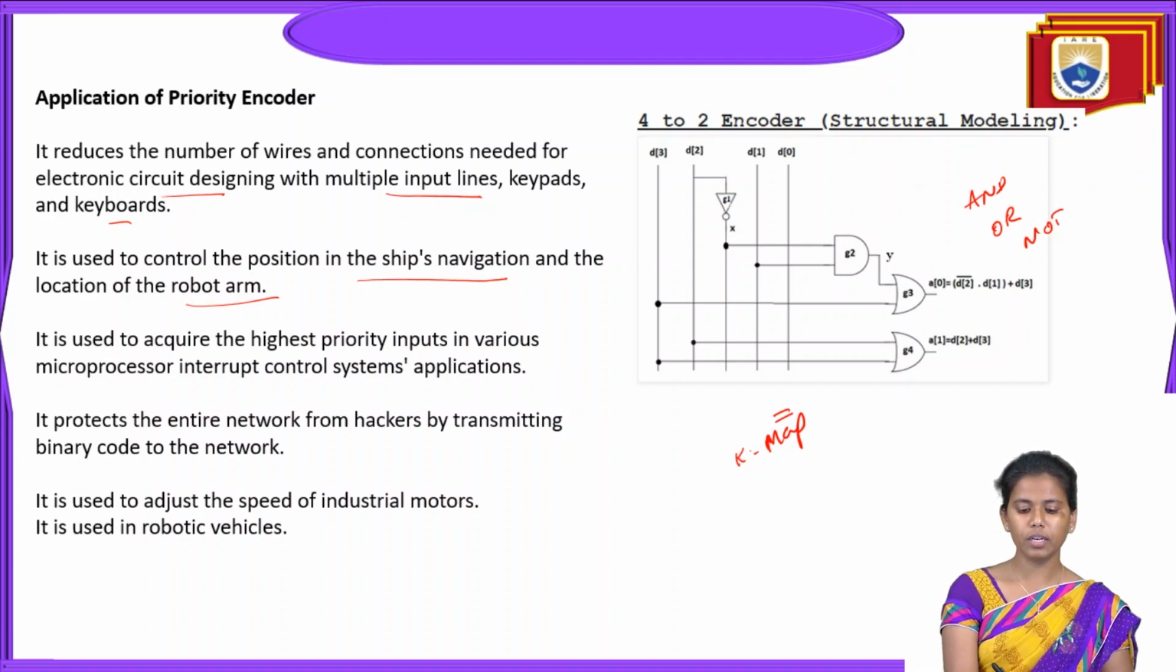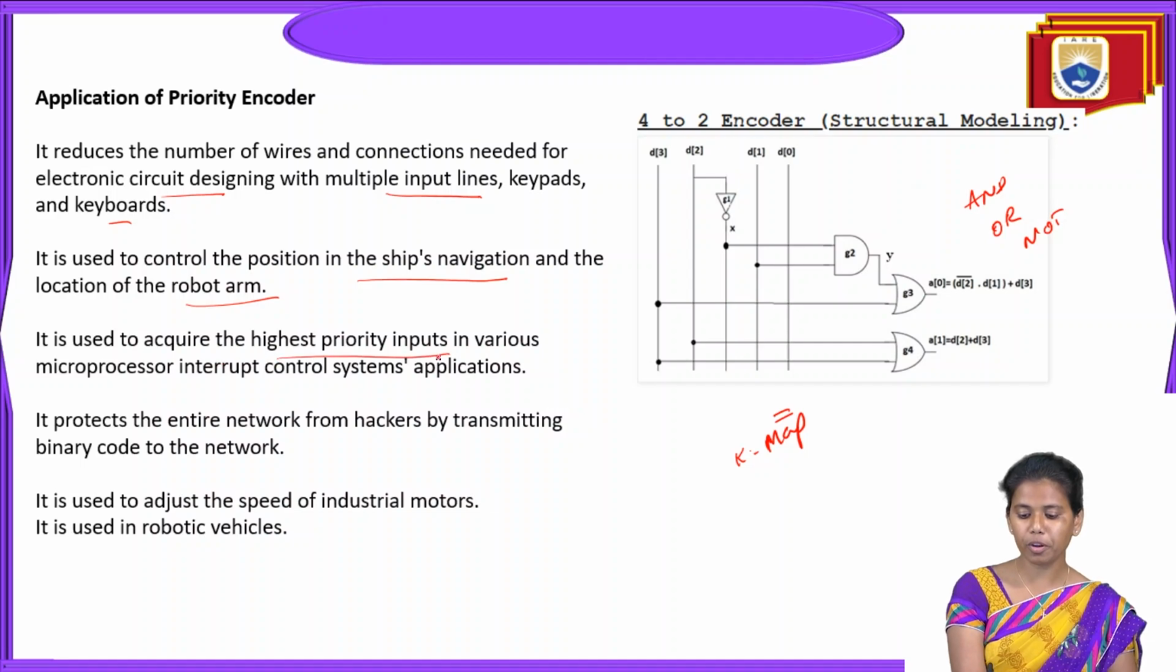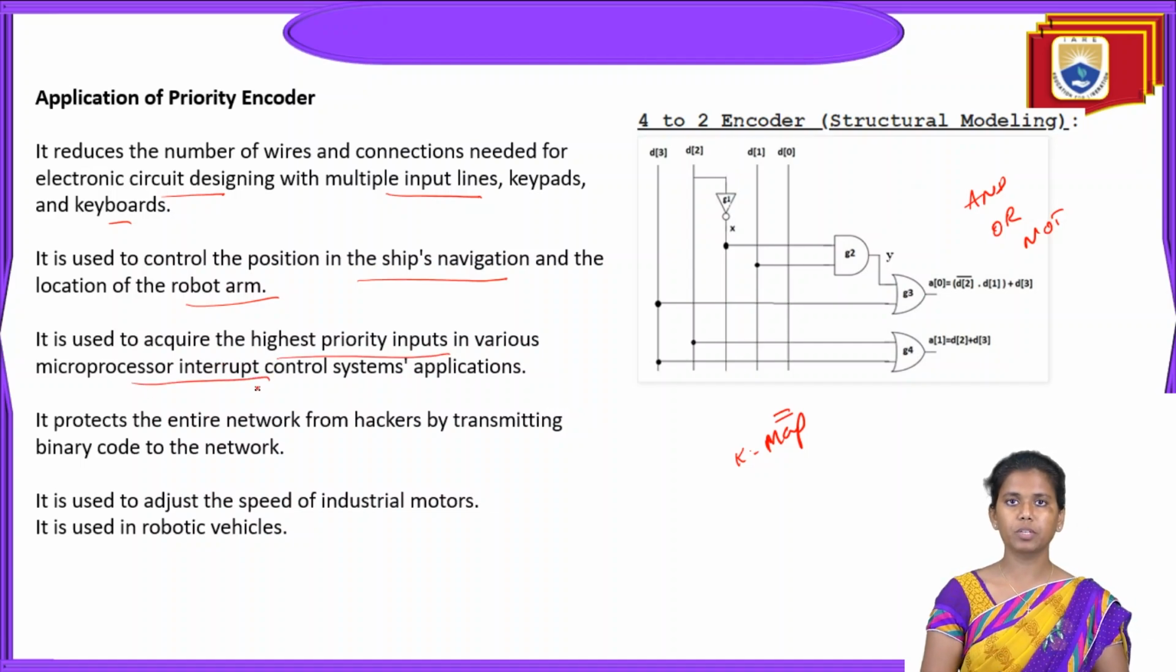And then it is used to acquire the highest priority inputs in various microprocessor interrupt control system applications. In various microprocessor applications, sometimes as a designer we are unable to give the priorities. Based on the inputs, some inputs may be 1 and some inputs may be in the low state. In such a scenario, we find it difficult to give the priority. So by using these priority encoders, 4x2 encoders or 3x8 decoders, we can easily prioritize.